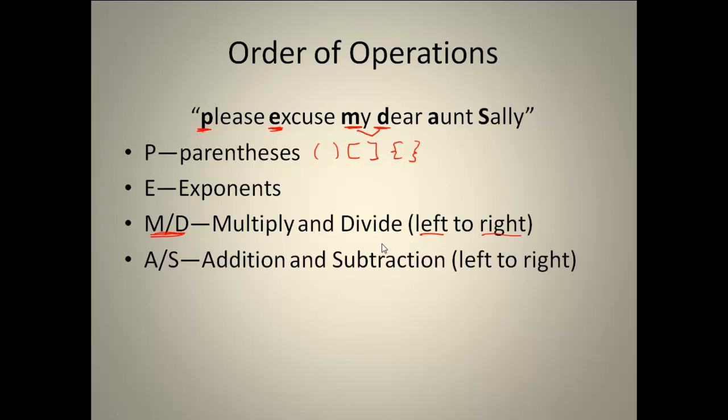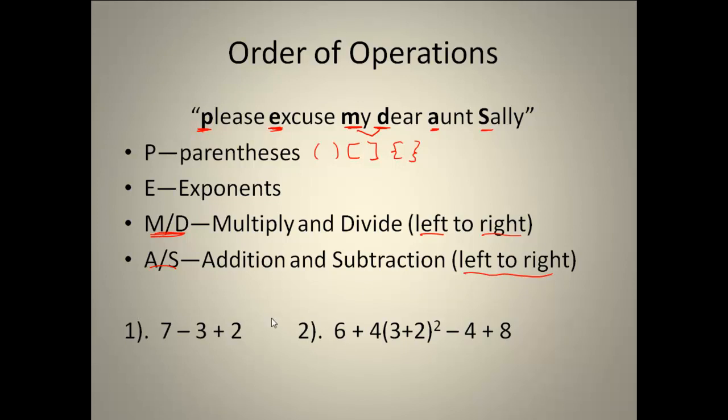And then the same thing happens with our A from Aunt and our S from Sally. It's addition, subtraction. The last thing we're going to do when we are evaluating an expression is addition and subtraction. Now, if that's all you have left and there's more than one of them, you work from left to right. Okay, here's our first example. Go ahead and pause the video, and without a calculator, I want you to see what you get for number 1.